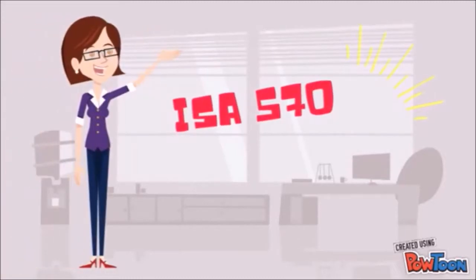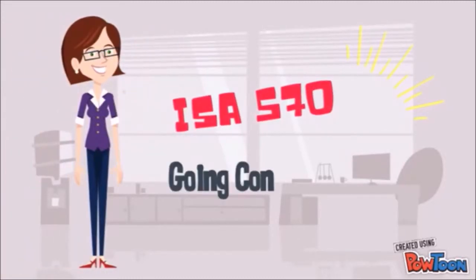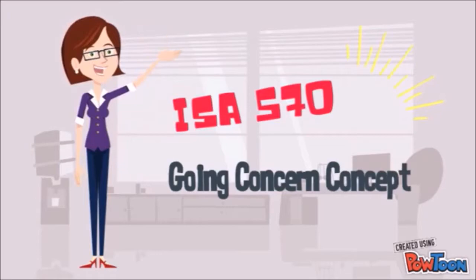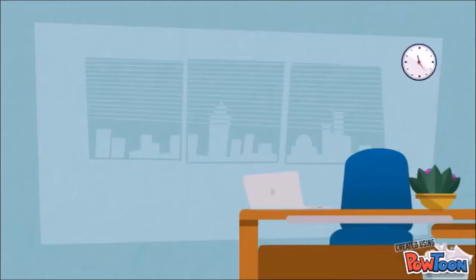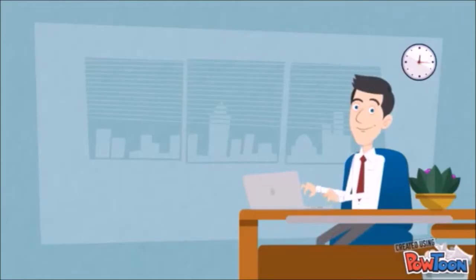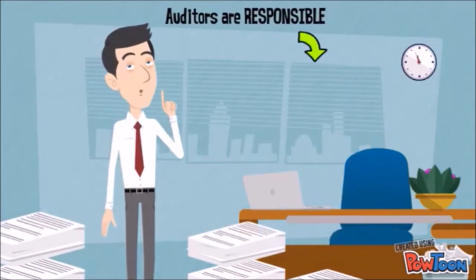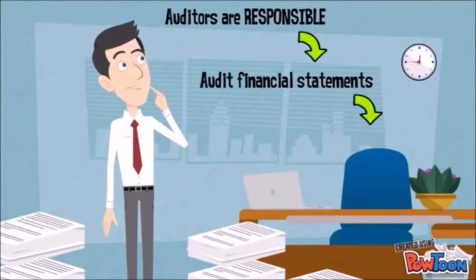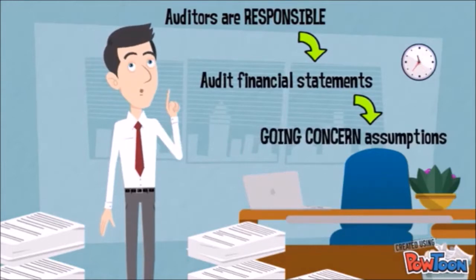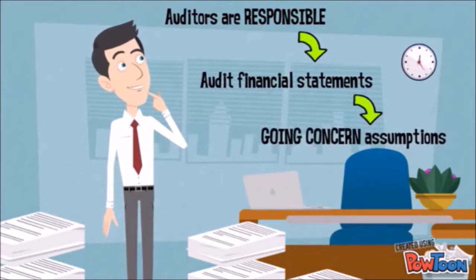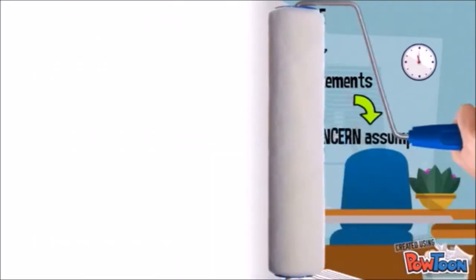Next, we will learn about ISA 570 going concern. An auditor is responsible in auditing financial statements for the management's use of the going concern assumption in the preparation of the financial statements. Financial statements are prepared using the going concern basis unless management decides to liquidate the firm, cease operations, or has no realistic alternative but to do so.